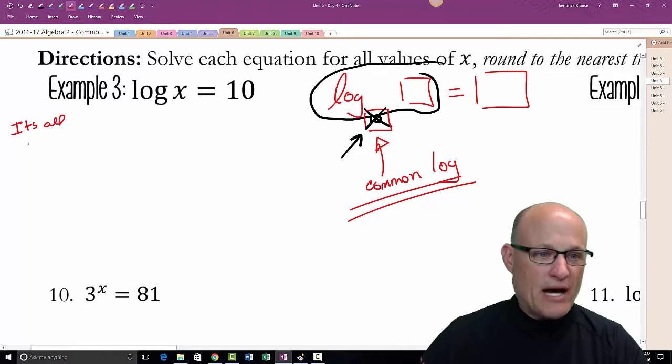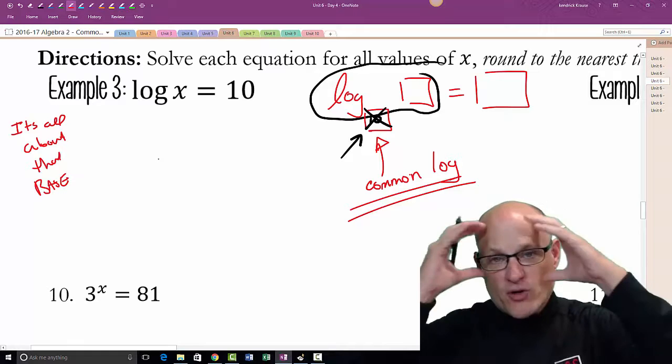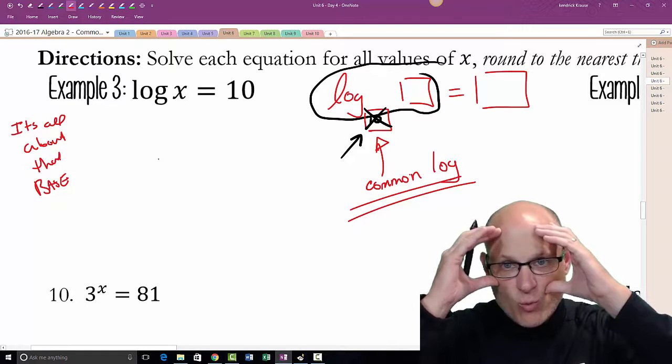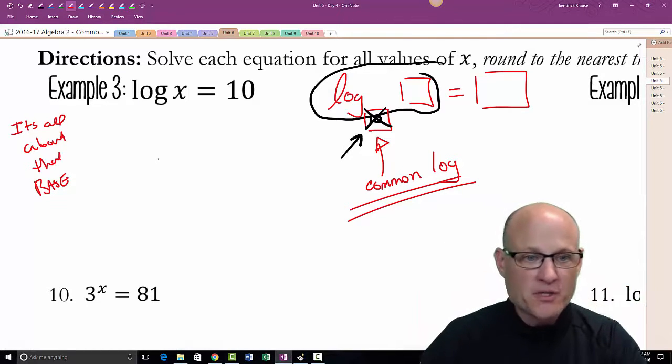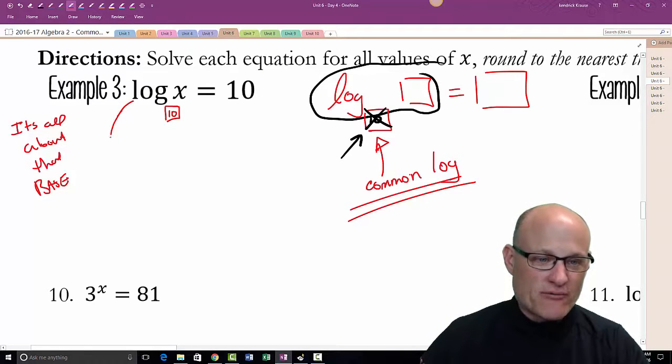It's all about that base. So when you're dealing with logarithm and exponential functions, the first thing I want you to focus on is what is the base. Now in this case, the base is missing. So you have to remember, oh yeah, my base is 10. This is a logarithmic function. We're going to transform it or change it into an exponential function.